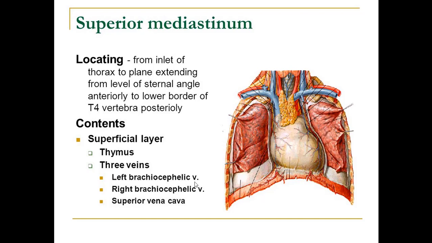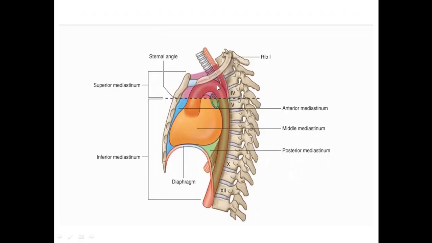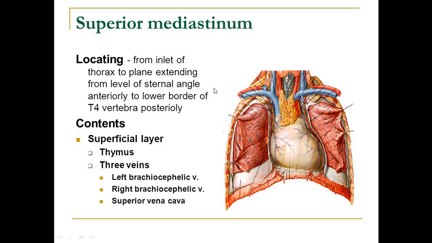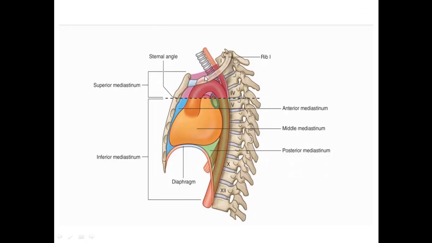We also have, deeper to the veins, the arch of aorta. As we see here, we have the arch of aorta and its major branches: the right brachiocephalic artery, the left common carotid, and the left subclavian arteries.